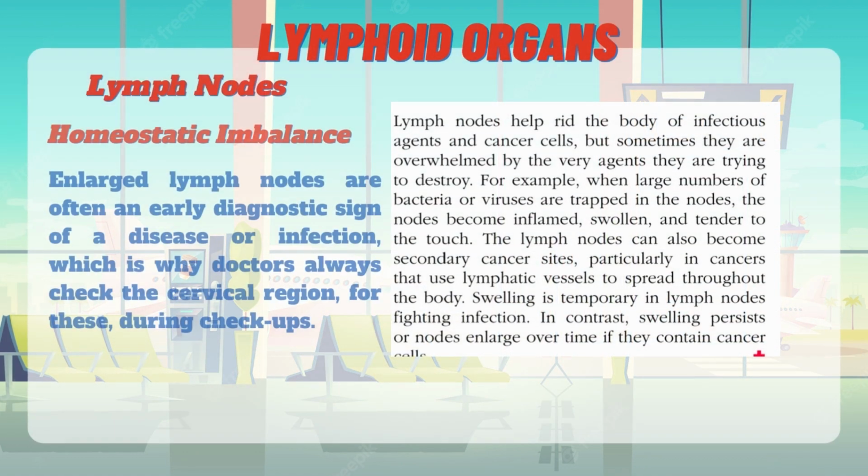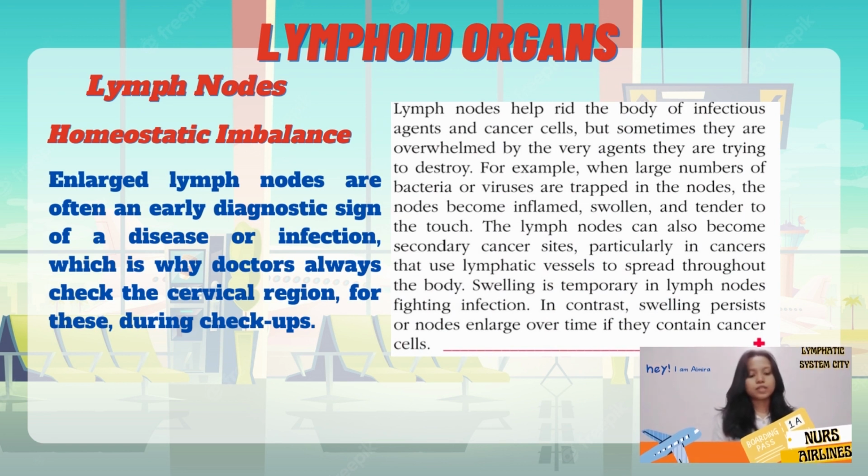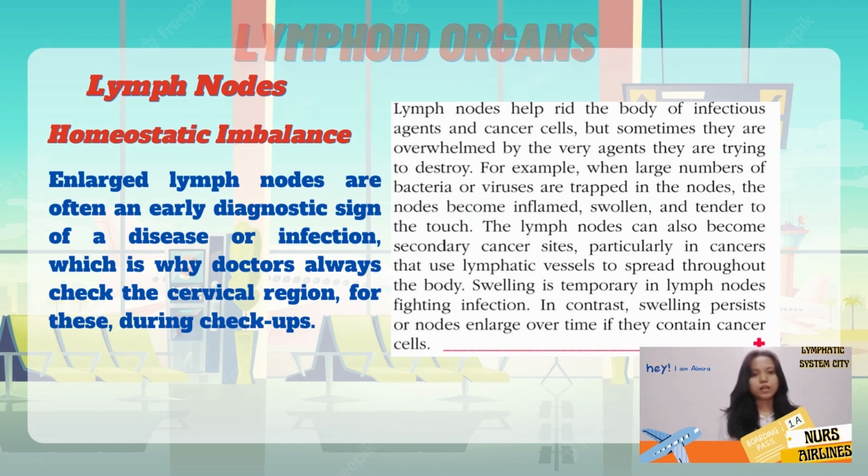In clinical settings, lymph nodes are one of the means to identify infection and early signs of a disease, and large lymph nodes are often an early diagnostic sign of a disease or infection, which is why doctors always check the cervical region for this during checkups. The swelling means that the lymph nodes are fighting the infections. However, if the swelling persists, it may be an indication of a cancerous occurrence, as lymph nodes can be secondary cancer sites when they already contain cancer cells.